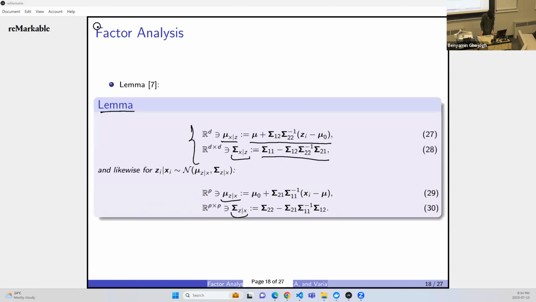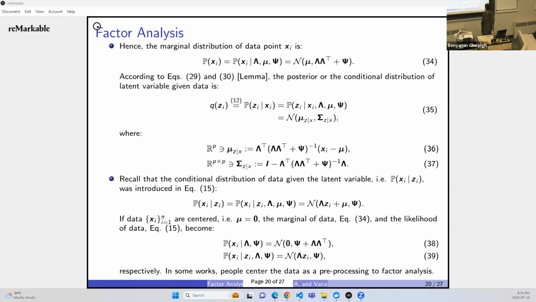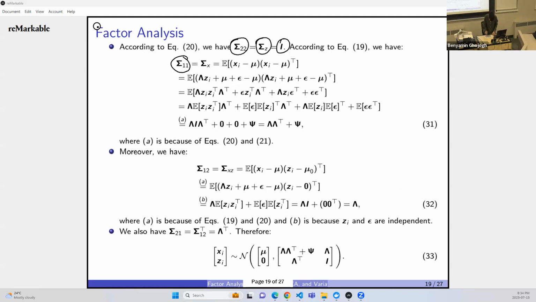Okay. So we know that according to the formula for the distribution of latent variable, I have this. Also, according to equation 19, which was the formula for the factor analysis, sigma 1, 1 is the sigma x is this. Let's calculate sigma x. So sigma x, which is the covariance of x by definition, is the expectation of xi minus mu times xi minus mu transpose. Recall preliminaries.